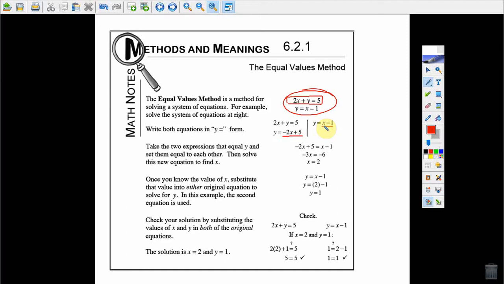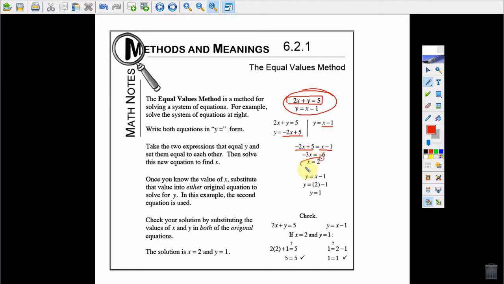So now since they both equal y, we can make them equal each other. So we say negative 2x plus 5 equals x minus 1. Move your x's to one side, your constants to the other, and you get negative 3x equals negative 6, or x equals 2.